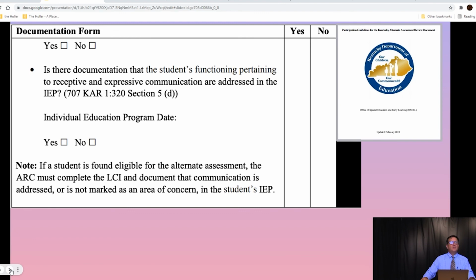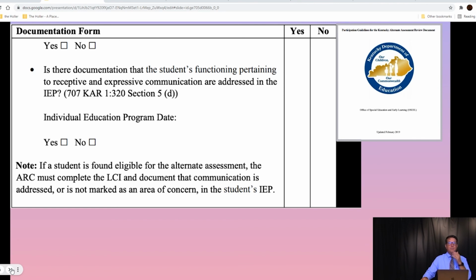If a student is found eligible for alternate assessment, the ARC must complete the LCI and document that communication is addressed or is not marked as an area of concern in the student's IEP. So certainly we would need to take this very seriously, and we'd need to look at that.